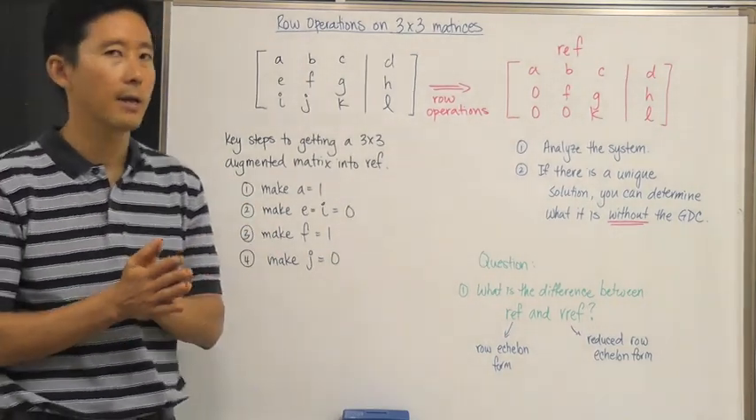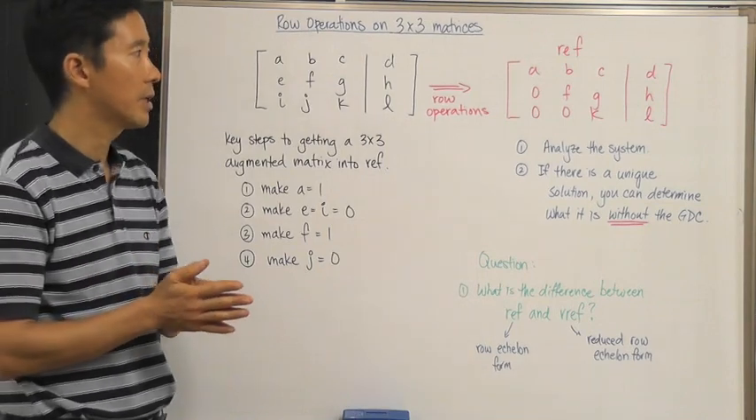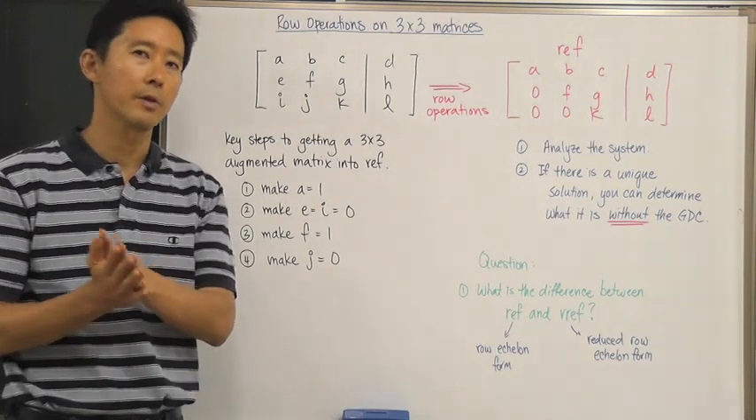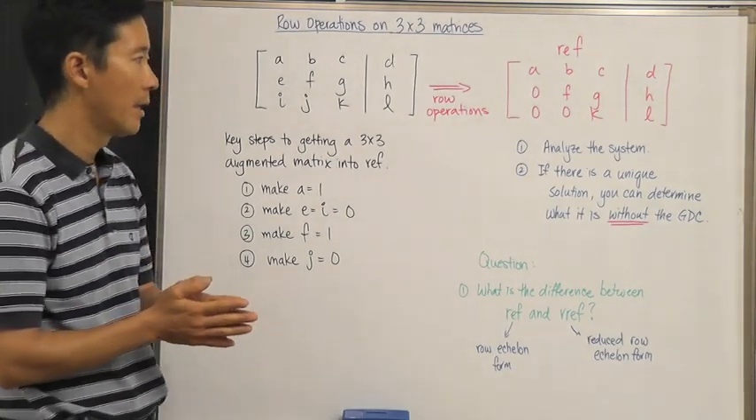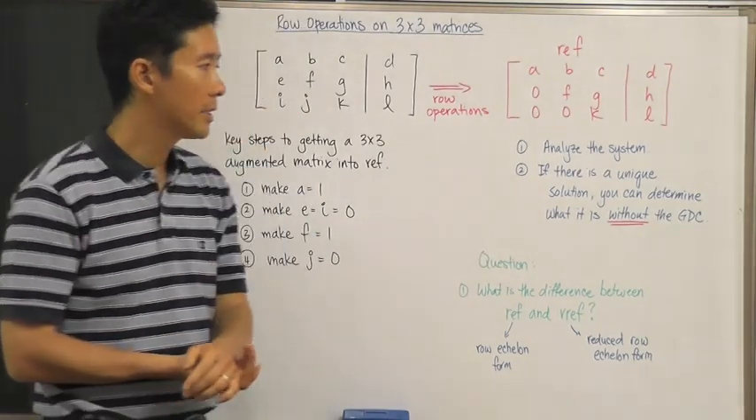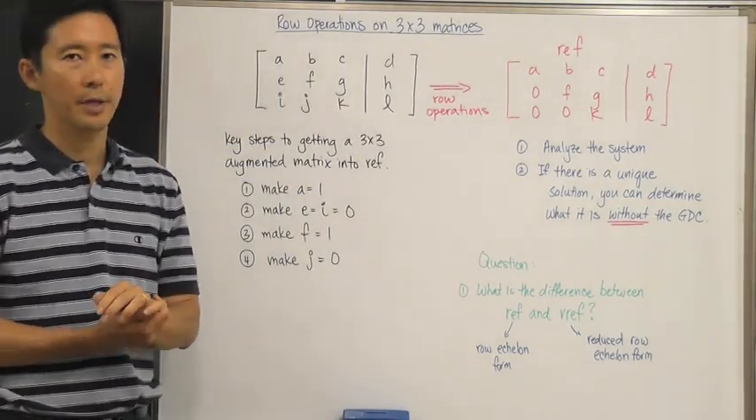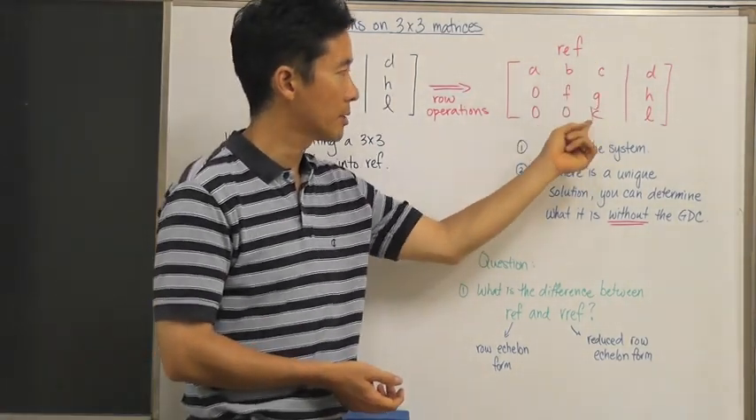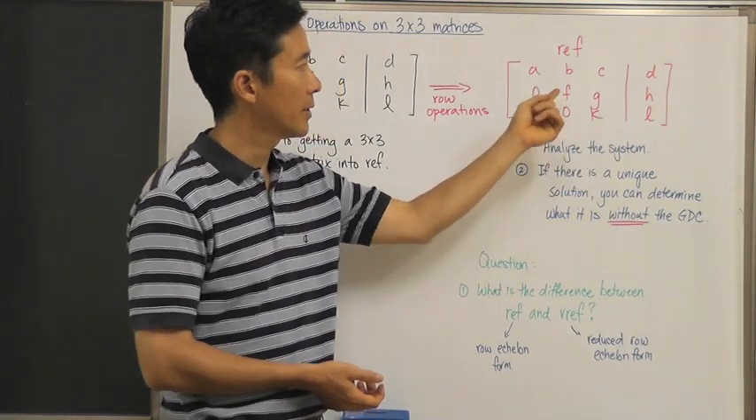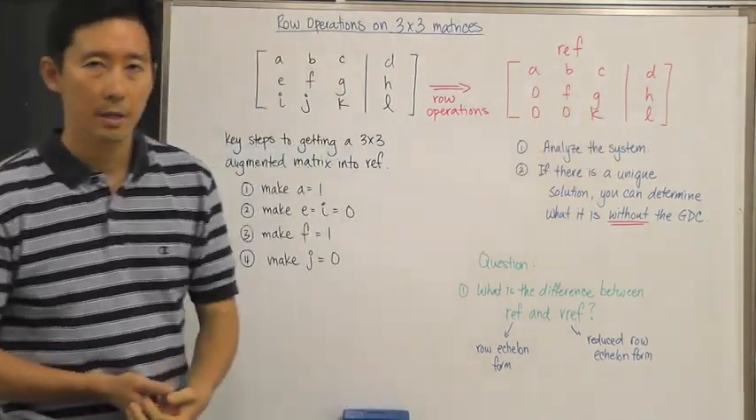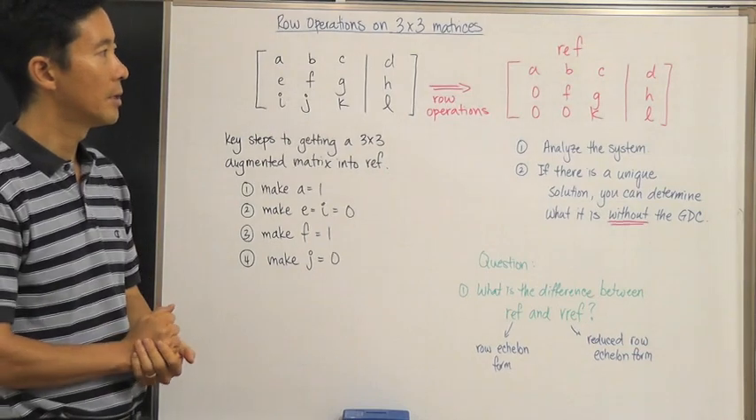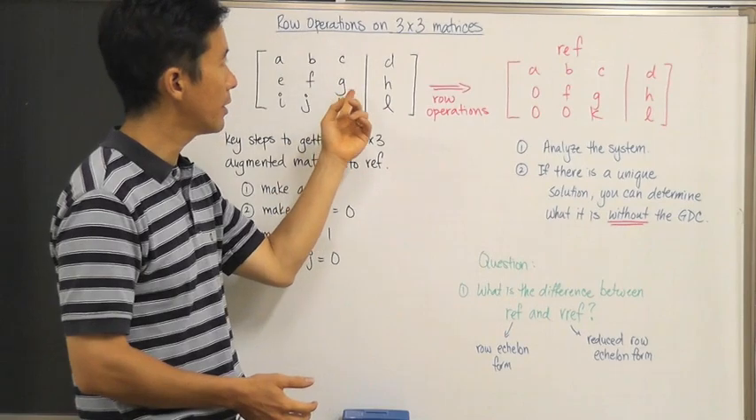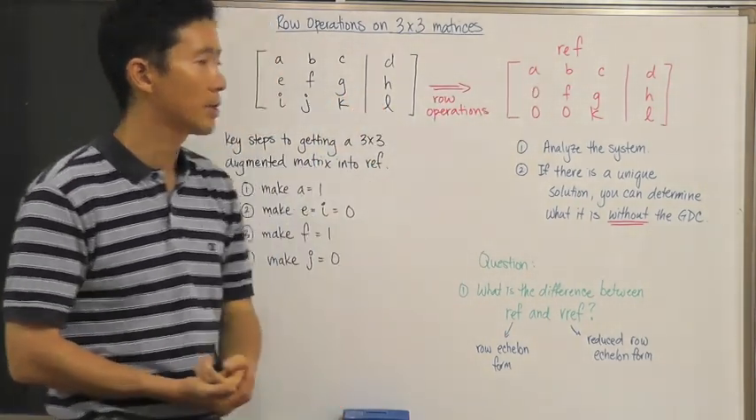But now we can analyze the system, and it will give us a very clear idea of what is happening in terms of its solutions, the number of solutions, or whether there is a solution at all. One other thing is that if there is a unique solution, you can determine what it is without the graphic display calculator, because we can go backwards step by step: first find out what Z is, then Y, and then X.